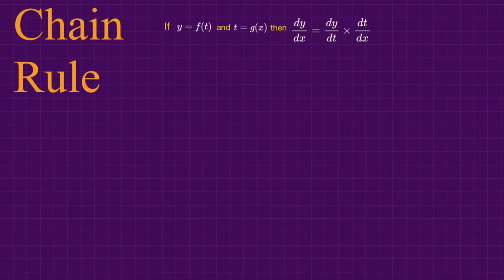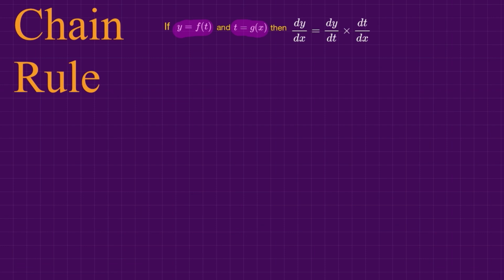Today we will learn about the chain rule. There will be a function given and inside that function there will be another function. Okay, so let me explain you. It's written if y equals f of t, that means y is a function of t, but t is equal to g of x, that means t is a function of x.